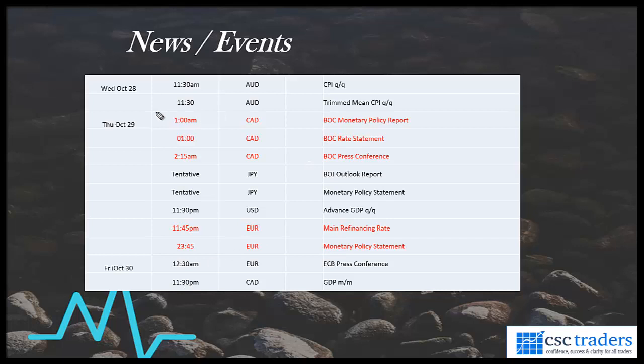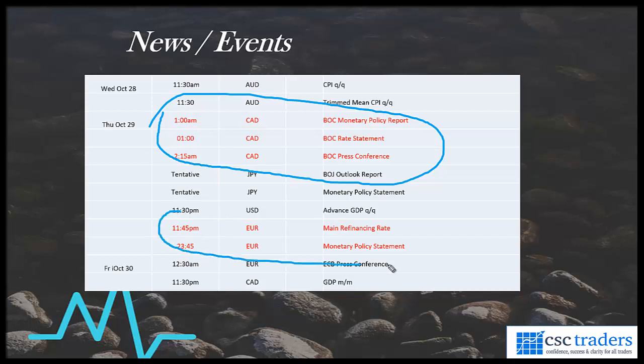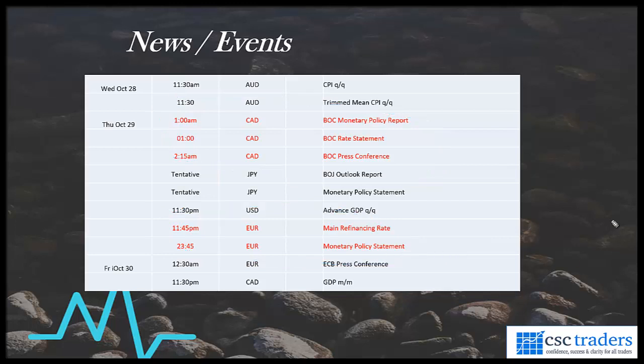Just a couple of highlights. We have the Bank of Canada on Thursday, 1 o'clock in the morning, giving out their monetary policy statement. So the interest rates and monetary policy for the currency tend to be big movers, or they can be volatile. We also have the same thing happening in Europe on Thursday, 11:45 p.m. our time, where the financing rate will be issued and the monetary policy statement comes out as well.